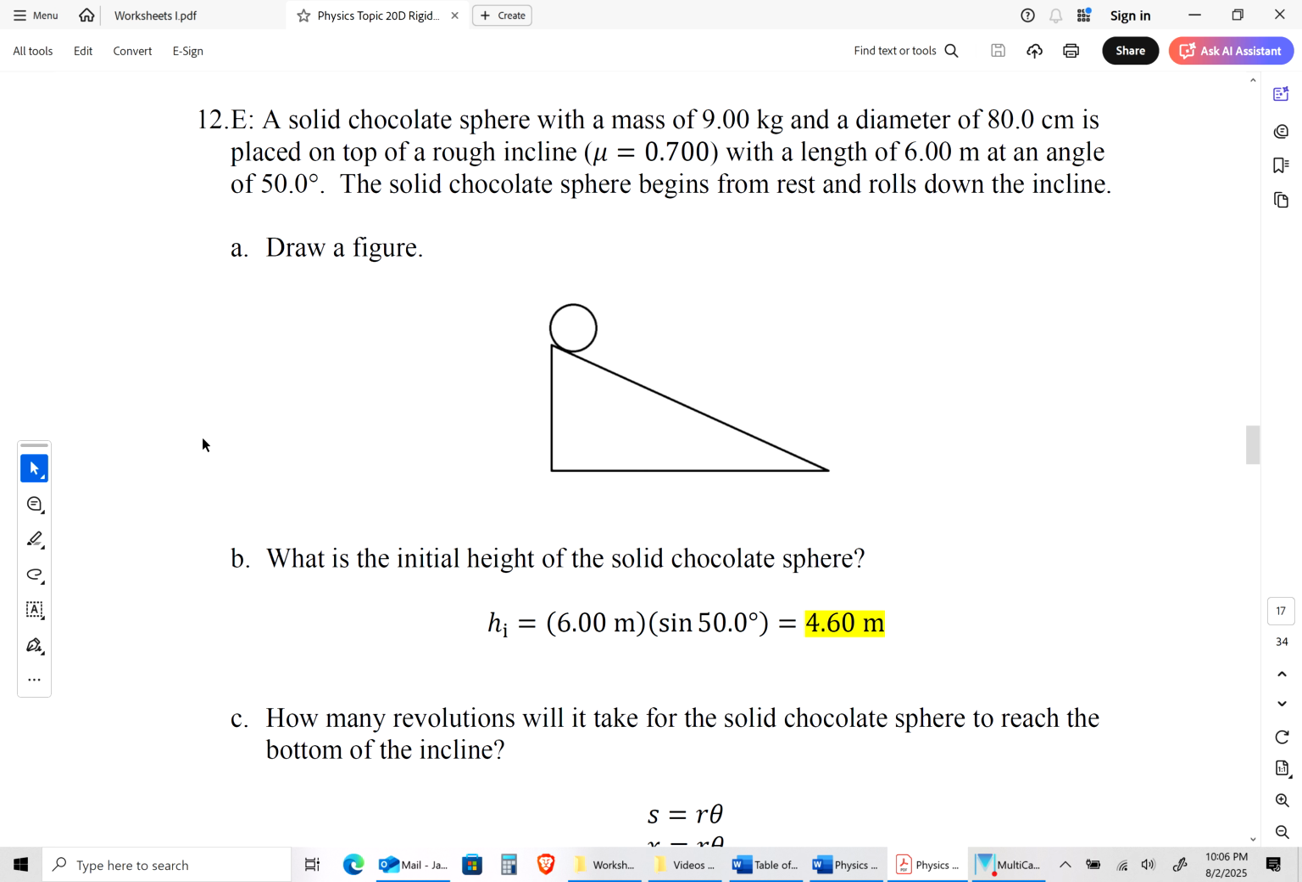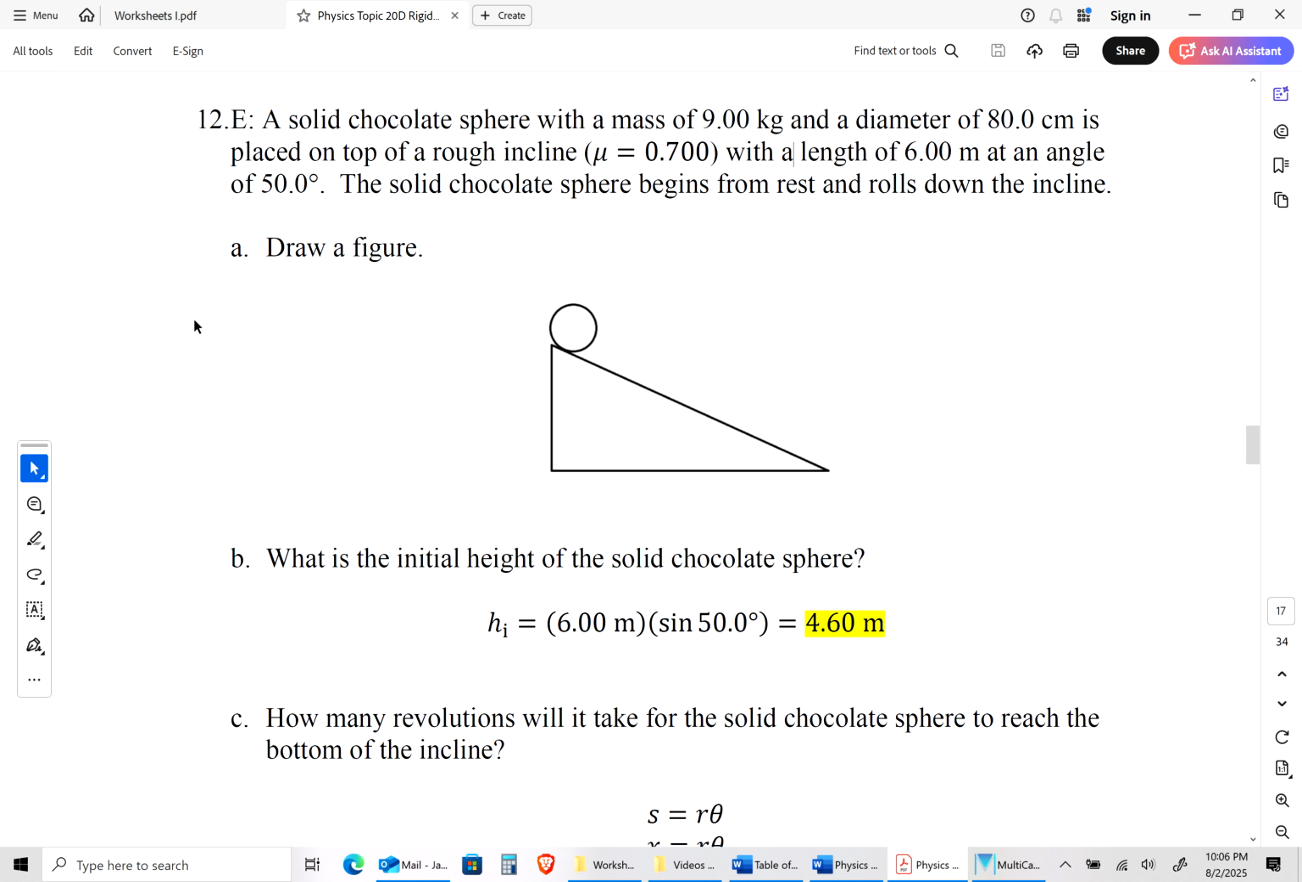Question 12. A solid chocolate sphere with a mass of 9 kilograms and a diameter of 80 centimeters is placed on top of a rough incline with a length of 6 meters at an angle of 50 degrees. The solid chocolate sphere begins from rest and rolls down the incline. Now, we need a rough incline because if it was smooth, there would be no rotational motion. It has to be rough, so the object actually rotates. So part A, draw a figure. That's a good figure.